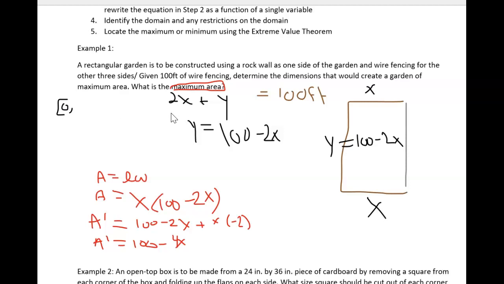You can't have a side length of anything less than 0. And then since I'm restricted by my perimeter being 100, you could technically put all your fencing on one side. You just wouldn't get the job done. So we've got a domain restriction where x has to be from 0 to 100. And so using the extreme value theorem, I know that 0 and 100 represent potential minimums and maximums.